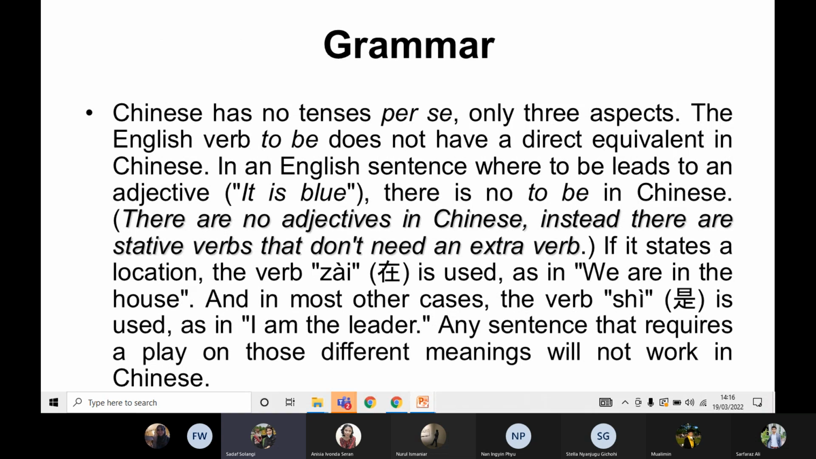So here's another term, that is grammar. Chinese has no tenses per se, only three aspects. The English verb to be does not have a direct equivalent in Chinese. In an English sentence where to be leads to an adjective, it is clue. Where there is no to be in Chinese, there are no adjectives in Chinese. Instead, they are stative verbs that don't need an extra verb. If it states a location, the verb they is used, as in we are in the house. So we can use they instead of that. And in most other cases, the verb she is used, as in I am the leader. Any sentence that requires a play on those different meanings will not work in Chinese. Please change the slide.